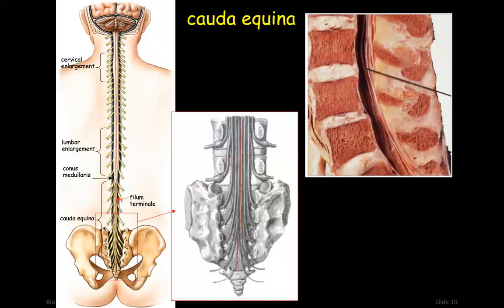And this is a cadaver view of that cauda equina, where the spinal cord has come to an end, but spinal nerves are still traveling through the vertebral canal, and they look sort of like a horse's tail.